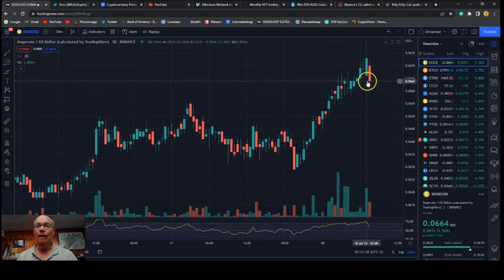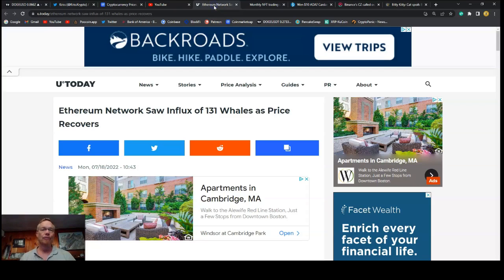And Dogecoin was just at 666. It had come up to 673. And we're seeing a red candle coming back down. So that was a big run overnight. And now we're seeing this come down a little bit. So what is going on here? I think our first story is Ethereum.